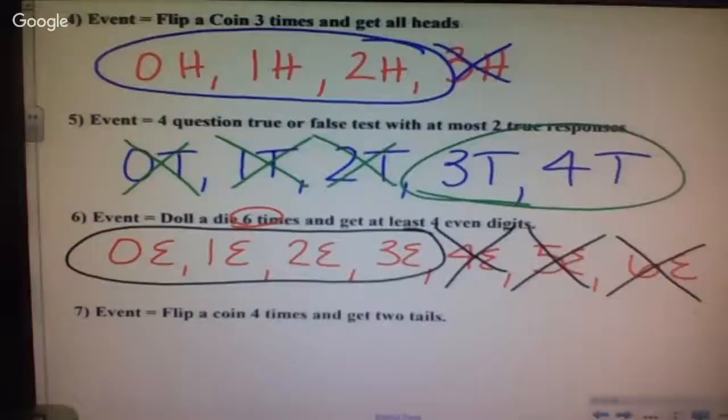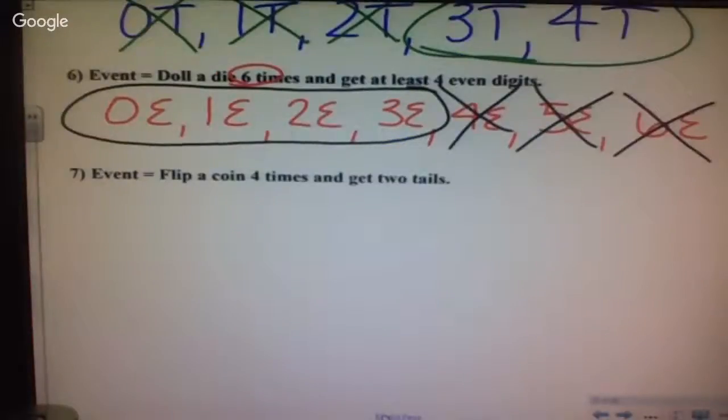Okay, try the last one. Flipping a coin 4 times and getting 2 tails. So think about all of the options that you have available, cross off what they want, and then that's what they don't want.